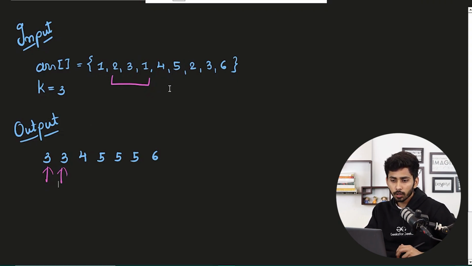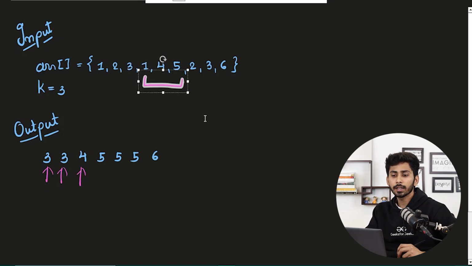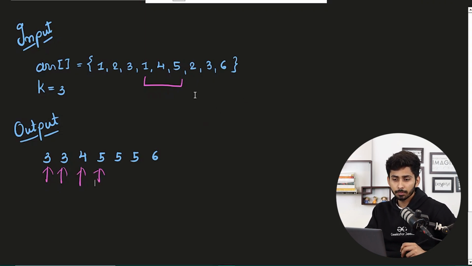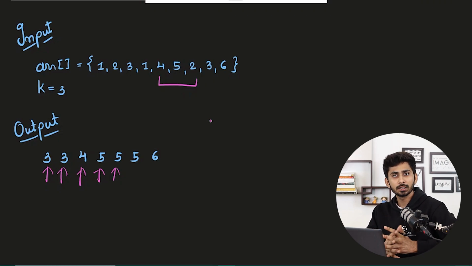Now let's move forward and see the next subarray. The next subarray will contain 3, 1 and 4, and the maximum over here comes out to be 4. The next subarray contains 1, 4 and 5, and the maximum from 1, 4, 5 is equal to 5, and in the output we can observe 5 has been printed. The next subarray contains 4, 5, 2, and the maximum is 5, and so on. You have to traverse the entire array, and for each subarray of size k, get the maximum element.